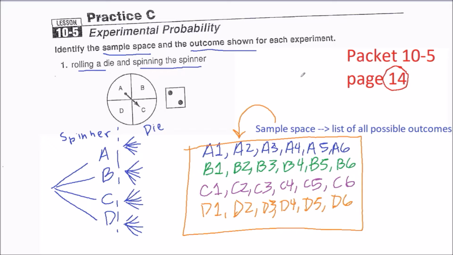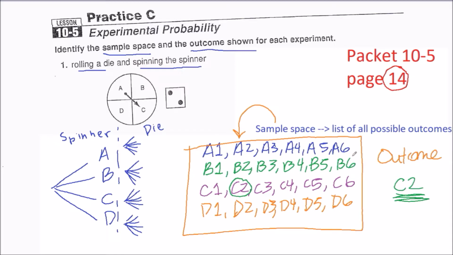As far as the outcome shown, which outcome is shown? Well, we have C on the spinner and a 2 on the die, so that's this one right here. The outcome shown is C on the spinner, 2 on the die. So again, on the test I won't say what outcome is shown, I'll just ask you for the sample space on the test. But that's it.